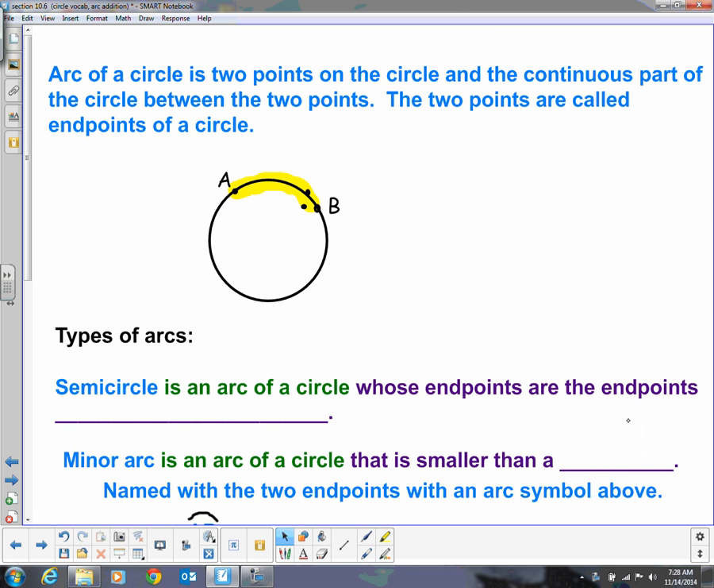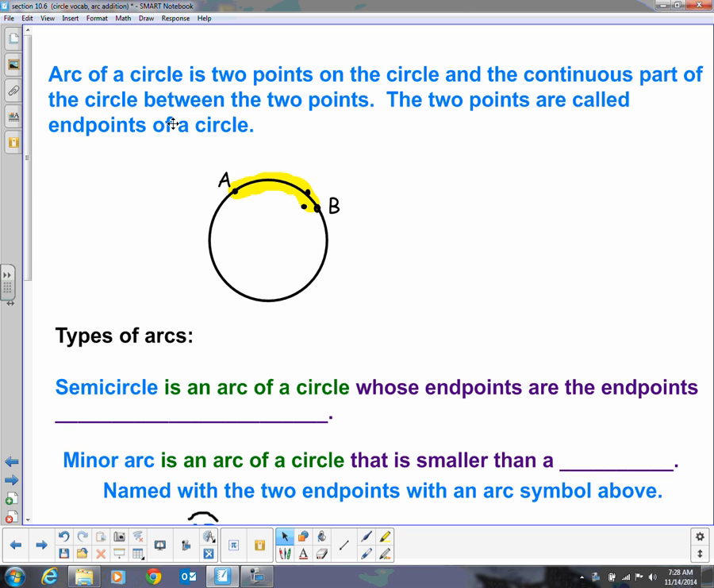We've already been talking about arcs of a circle. Now we're going to go into how they name them. An arc of a circle is 2 points on the circle, and the continuous part of the circle that's between those 2 points. It is not a straight line. It is a curved area.